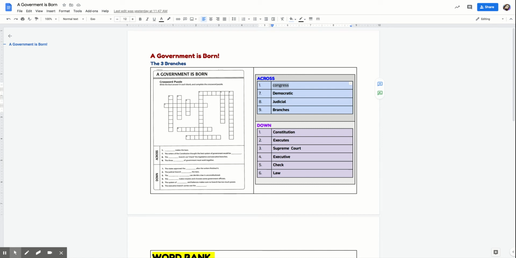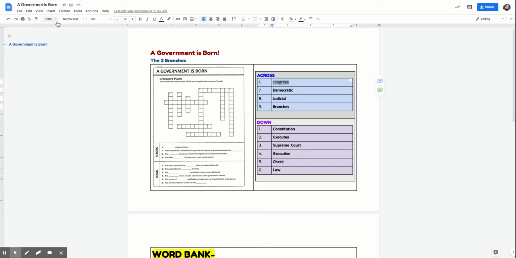Okay, so here is the review video for A Government is Born, the worksheet you guys did last week. So we did this in class. We did the crossword puzzles in class. So here are the answers. Let's go ahead and make it bigger.